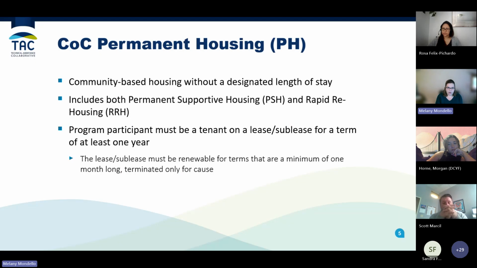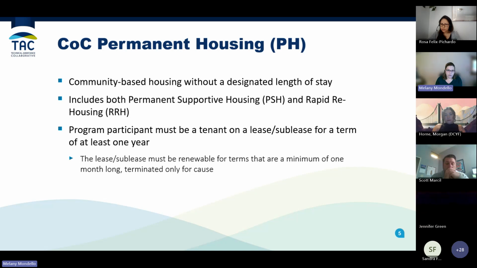So under the CoC program, HUD has a category that they call permanent housing. Permanent housing for the CoC program includes both permanent supportive housing, PSH, so we typically refer to it, and rapid rehousing, which is RRH. For the CoC program, permanent housing, there isn't a designated length of stay in the unit. The program participant has to have the same lease rights that you or I would have. So they would have a lease with the landlord or a sublease with the agency that they're renting from. And those leases have to be renewable, just like our leases would be if we were private renters.